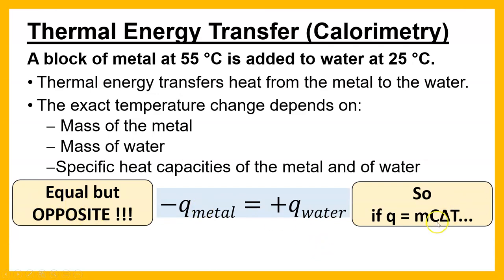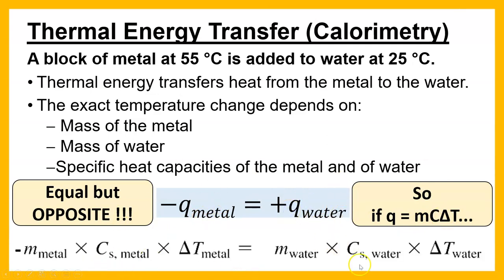So if Q is the same as MCΔT, instead of saying Q equals Q, we can say MCΔT equals MCΔT. We have negative MCΔT equals MCΔT. The metals are cooling down and the waters are heating up. That way you can plug in your masses, specific heats, and starting temperatures and find ending temperatures, or maybe you know the delta T and you're solving for a specific heat of metal. It allows you to solve for a variety of things.